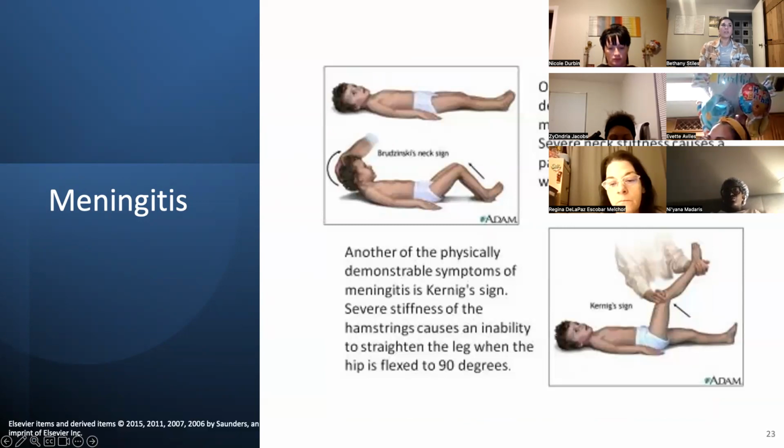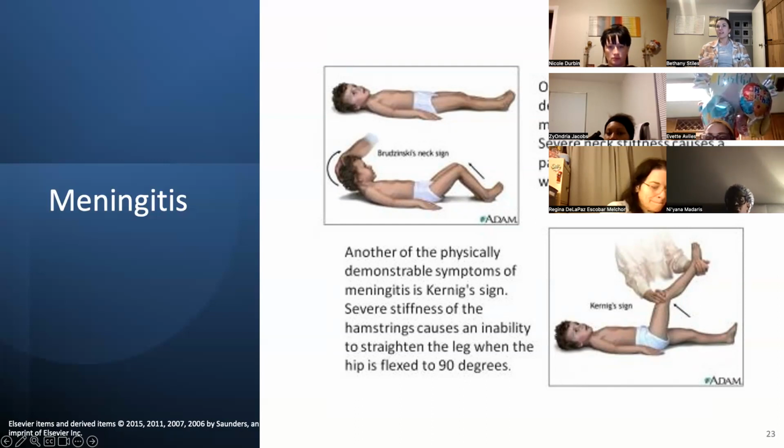Two signs that we look for with meningitis are Brudzinski sign, which is where if you flex the neck forward, their knees and their hips will automatically flex. The other one is Kernig's sign, and that is if you flex a child's hip 90 degrees, they can't straighten their leg.